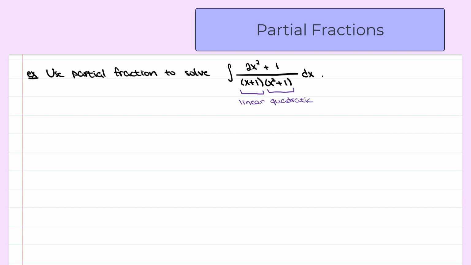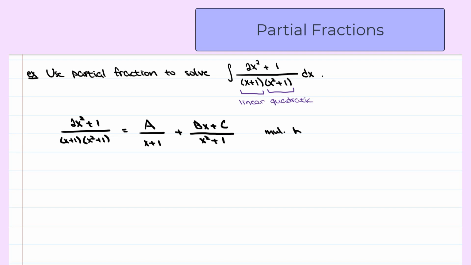So using the partial fraction decomposition, we can rewrite 2x squared plus 1 over x plus 1 times x squared plus 1 as a constant over the linear factor x plus 1, plus a constant times x plus c over the quadratic factor x squared plus 1. Now let's multiply on both sides by x plus 1 times x squared plus 1.